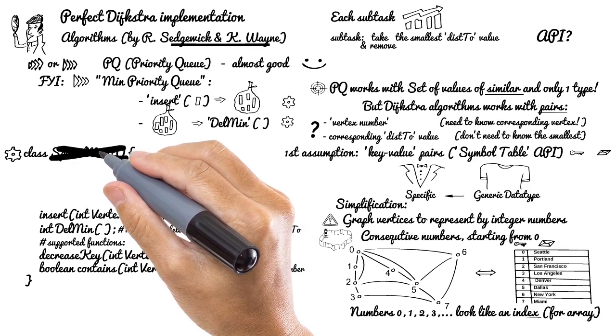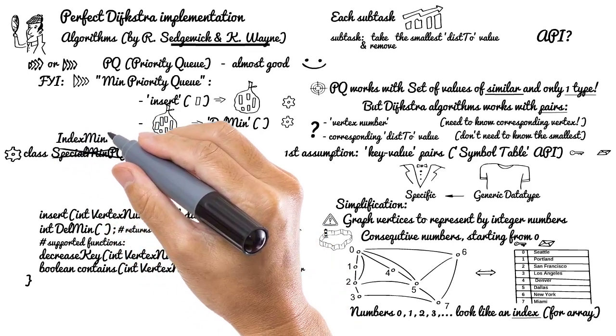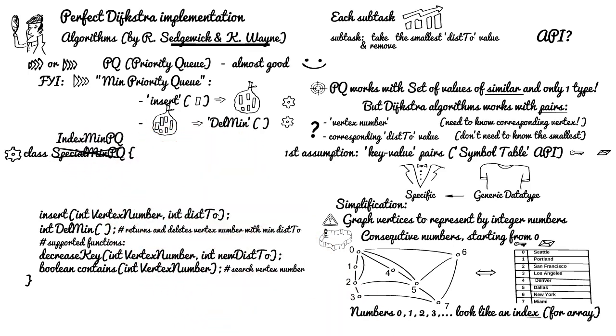Let's rename our API to IndexMinPQ, stressing that we will work with index numbers linked to our initial key values. We don't plan to discuss IndexMinPQ implementation in this video. I will provide a link for your curious minds at the end of the video to analyze the code yourself, if you want and whenever you're ready.